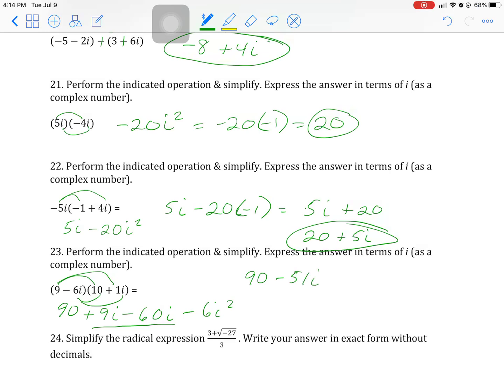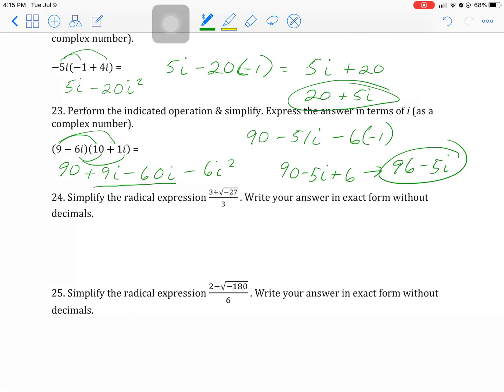51i. And then this right here, this is going to be minus 6 times a -1. So 90 minus 51i plus 6. So this final answer is going to be 96 minus 5i. Yep. All right. And simplify the radical expression, which means we need to handle the square root of -27 first.